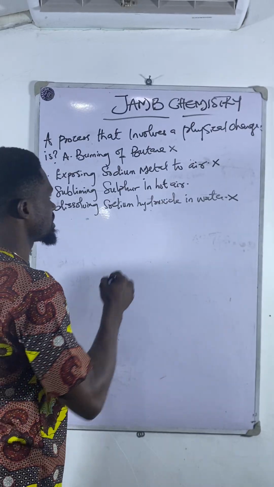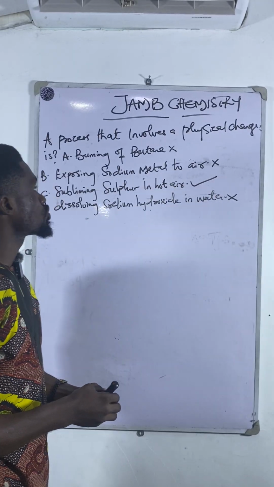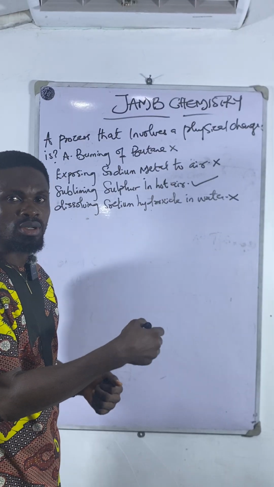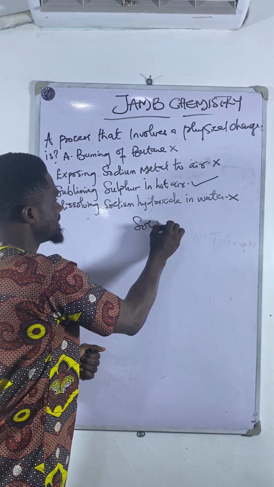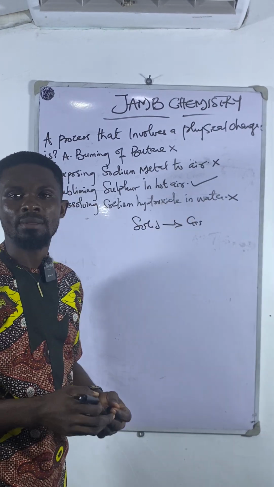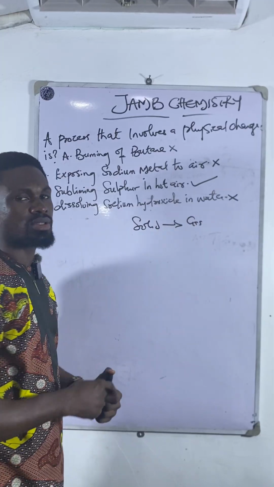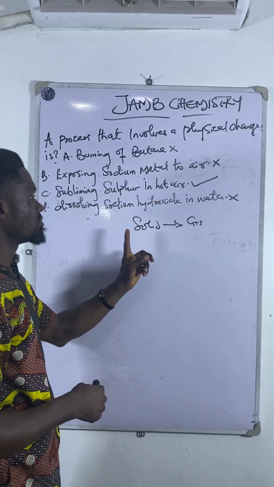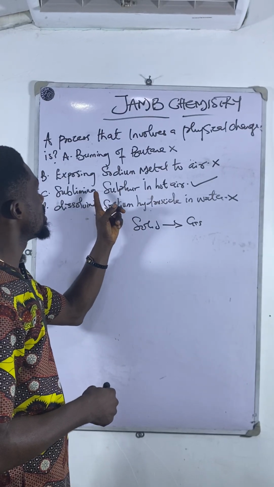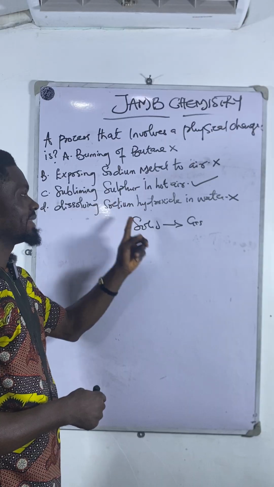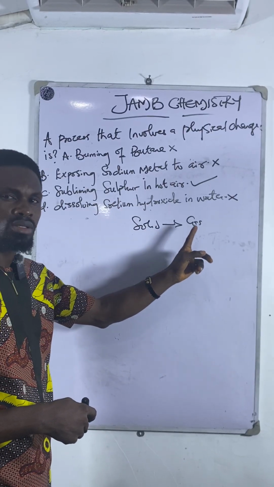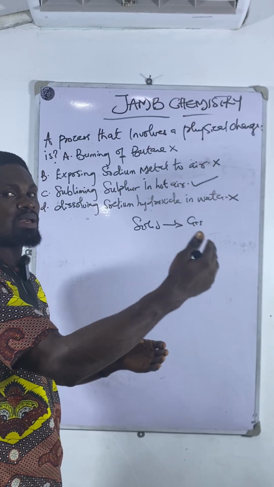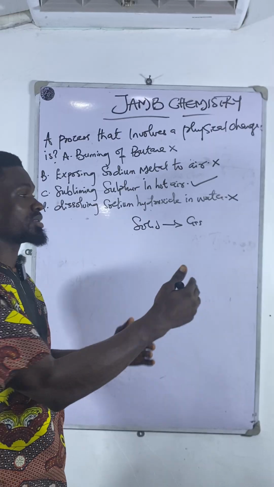So let me explain why our answer is this. Our answer is subliming sulfur in hot air. Sublimation simply means the transition of a material from the solid state directly into the gaseous state. Am I communicating? And sulfur is solid. So subliming it just means that it moved from being sulfur in the solid state to being sulfur in the gaseous state. So no new substance is formed. It's still the sulfur that is being sublimed, in the form of a gaseous state at this point in time.